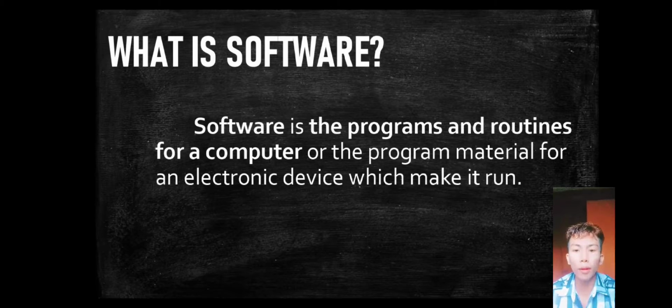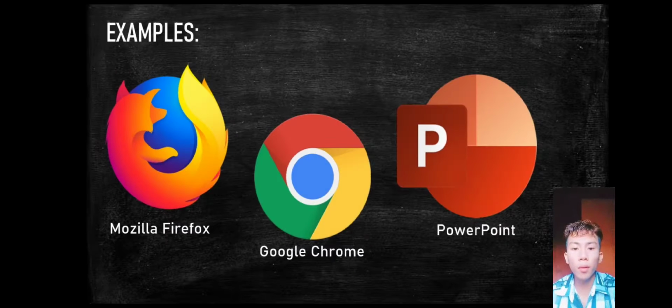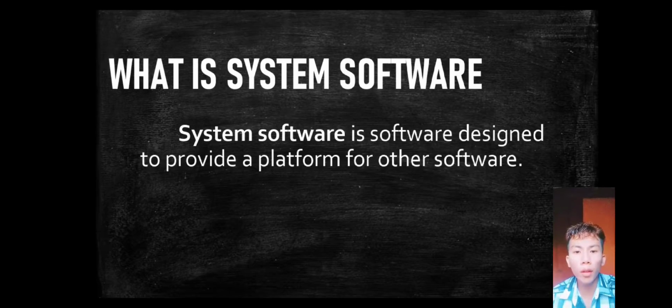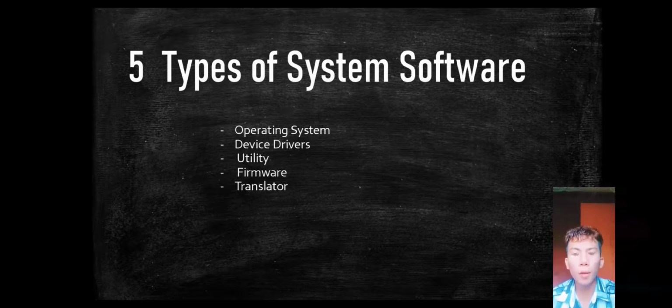What is software? Software is the program and routines for a computer or the program material for an electronic device which make it run. Some examples of software are Mozilla Firefox, Google Chrome, PowerPoint, and Internet Explorer. System software is a software designed to provide a platform for other software. There are 5 types of system software: operating system, device drivers, utility, firmware, and translator.